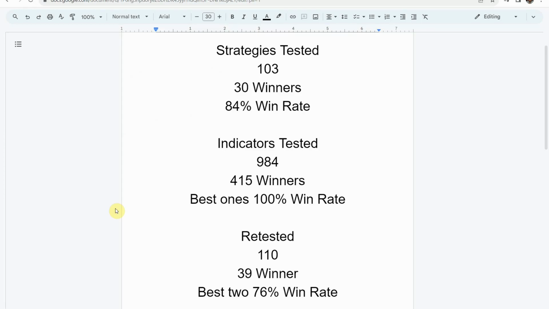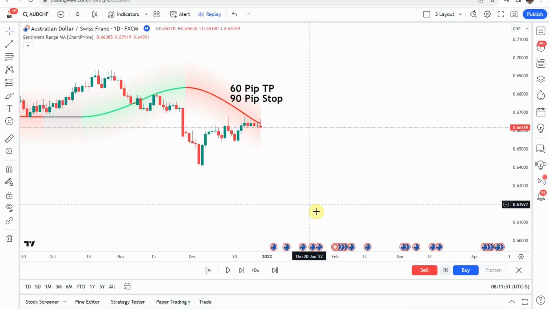Now keep in mind that we test most of these indicators and strategies on the Forex and crypto market, but they can be applied to just about any market and time frame universally.